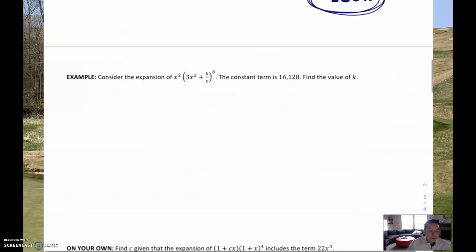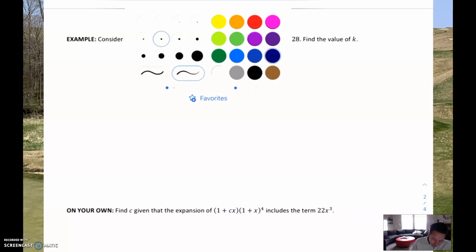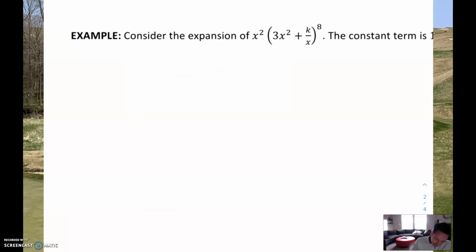Moving on, we have one more example. It says to consider the expansion of x squared times this messy thing, and it says that the constant term, when all is said and done, will be 16,128. So we know that first one is x squared, and it's going to distribute to some term over here. You can't distribute yet, order of operations. You have to do the binomial expansion first. But when we take x squared and multiply it by something over x squared, all those variables are going to disappear. They're going to be gone.